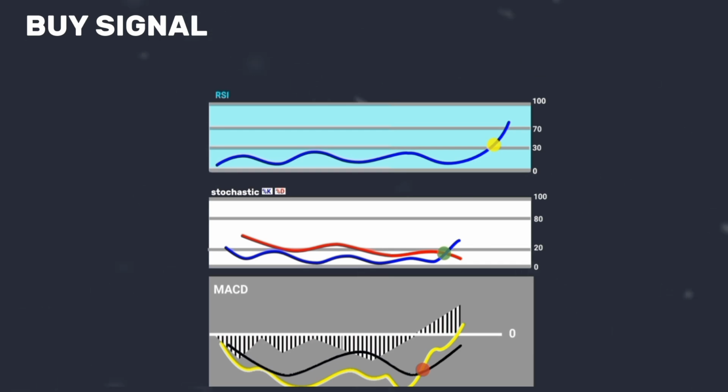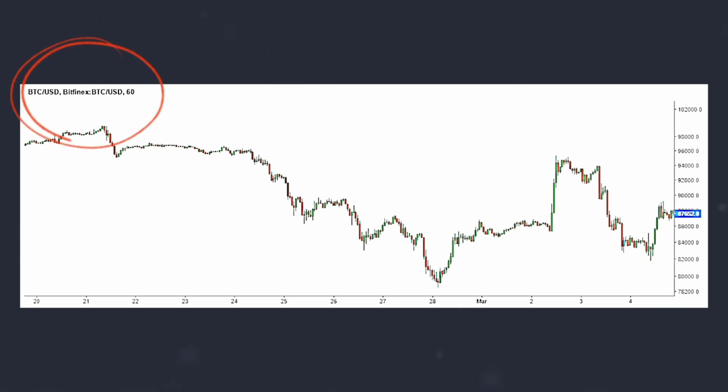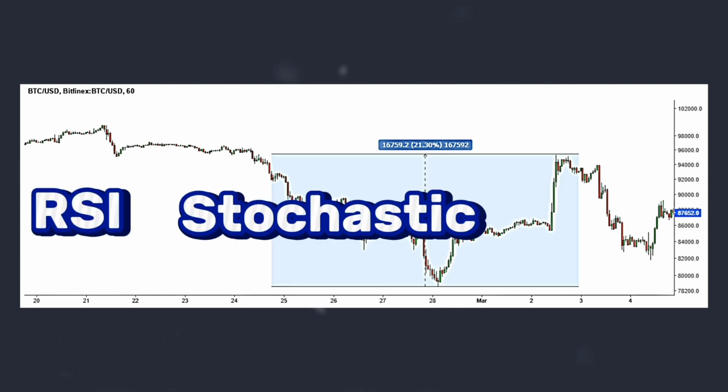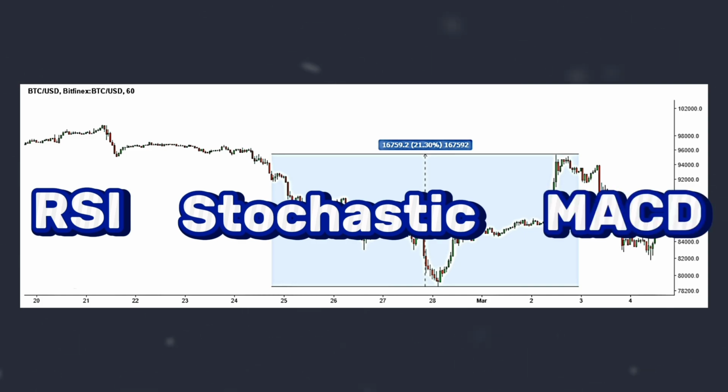Now, let's look at real examples in the markets. This is the Bitcoin chart on the 1-hour time frame. As you can see, price was in a clear downtrend, followed by a strong bullish rally of over 21%. Now, let's see if we could have caught this 21% move using a combination of RSI, Stochastic, and MACD indicators.